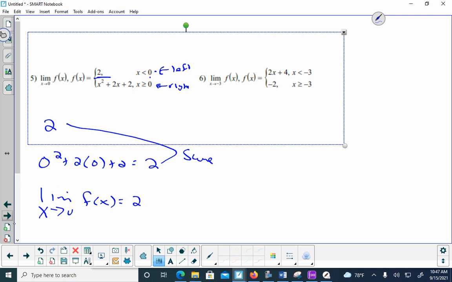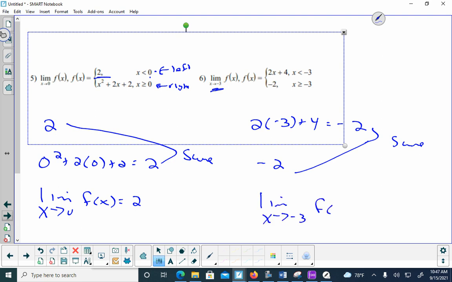So now I'm doing number 8. No, I'm not. I'm doing number 6. I had the break at 3. I'm taking the limit as x approaches negative 3, so I'm going to have 2 times negative 3 plus 4. So that's negative 6. That's not the same one. Yes, it is. Negative 6, so this will be negative 2. And then the other one is also negative 2. So again, since they are the same, I'm going to say the limit as x approaches negative 3 of f of x is going to equal negative 2.